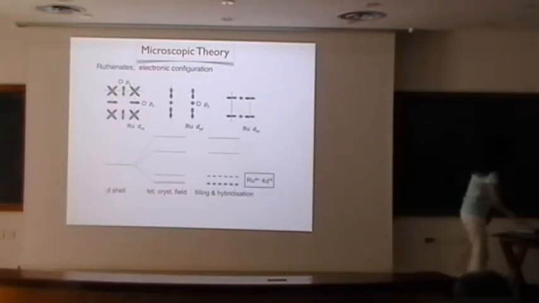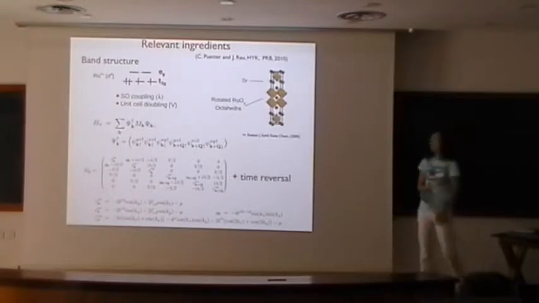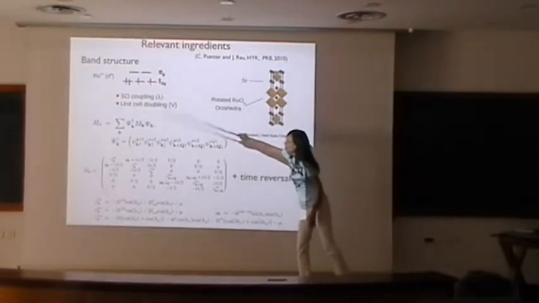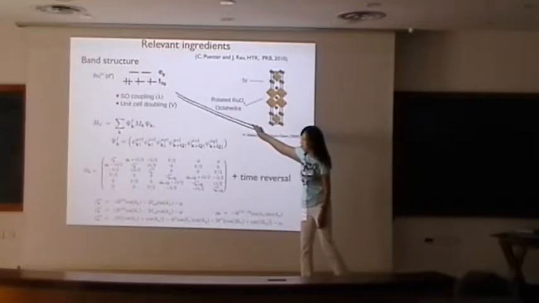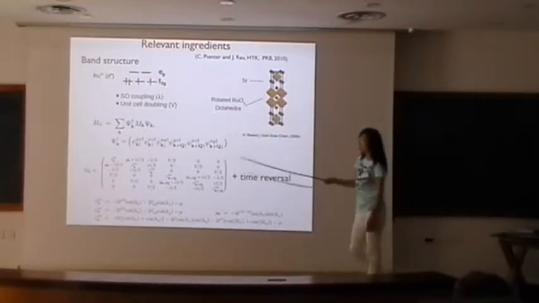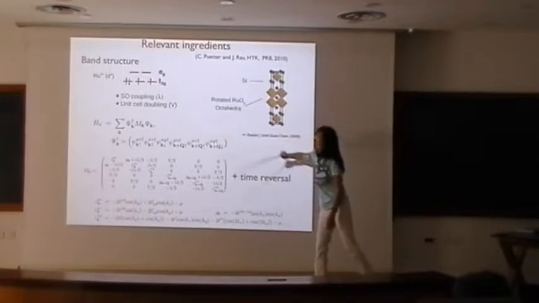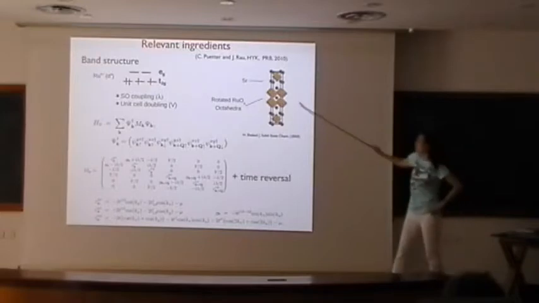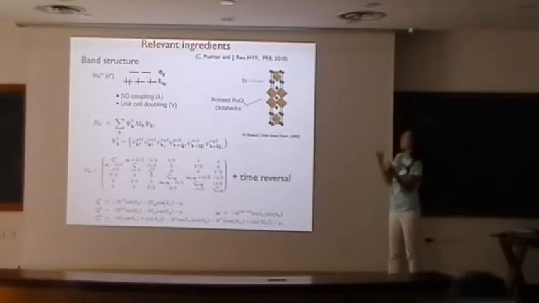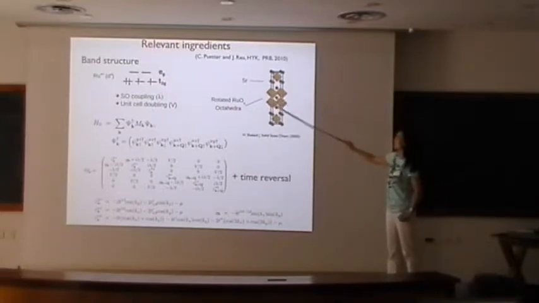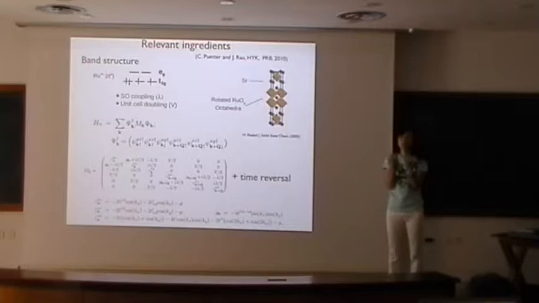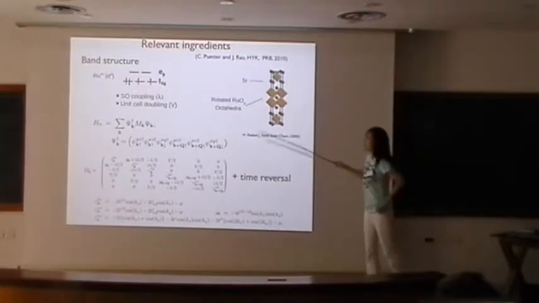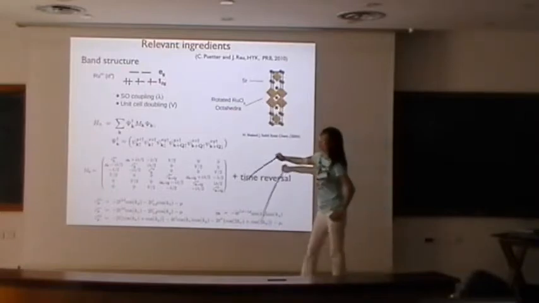So what's important here is that ruthenium has 4 electrons, filling the t2g mostly. And there is a spin-orbit coupling, which you cannot ignore. And I'll tell you why you cannot ignore it later on. And there's a unit cell doubling. The unit cell doubling is quite important, coming from the fact that this perovskite, ruthenium, just like a cuprate, ruthenium is inside this cage of octahedra, and this octahedra is rotated in a staggered way, not tilted though, rotated in a staggered way.